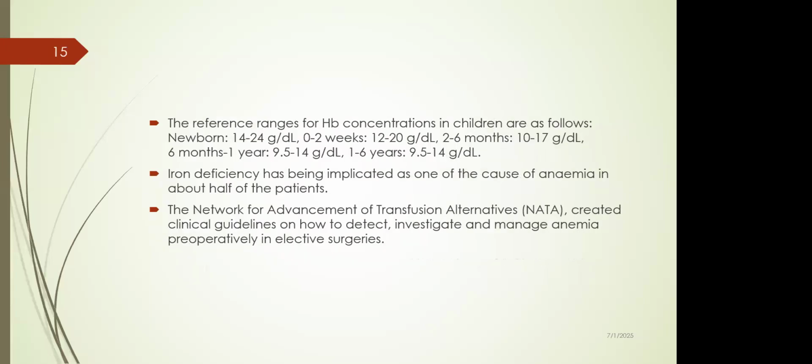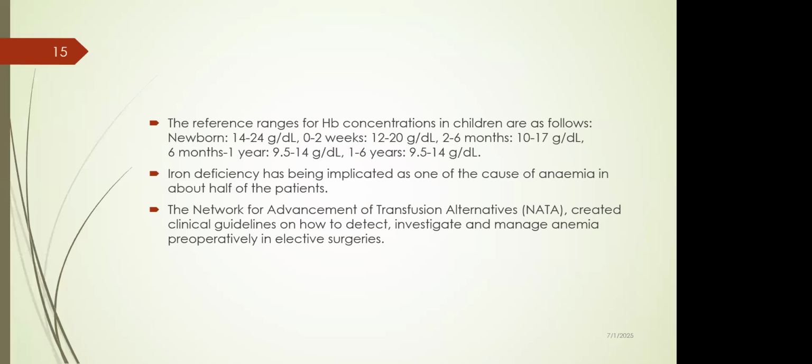Now for the pediatric reference range, for neonates, 14 to 24 grams per dL, and then for children between 2 months and 6 months, 12 to 20 grams per dL. And as they grow older, when they get to 1 to 6 years, 9.5 to 14 grams per dL is accepted as their range.